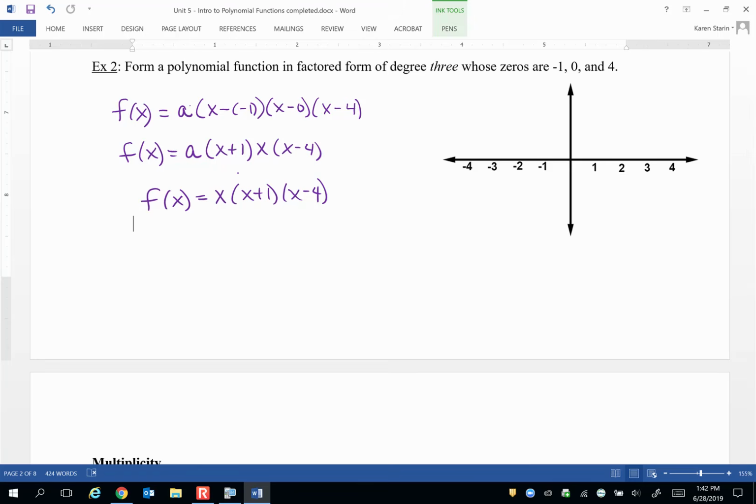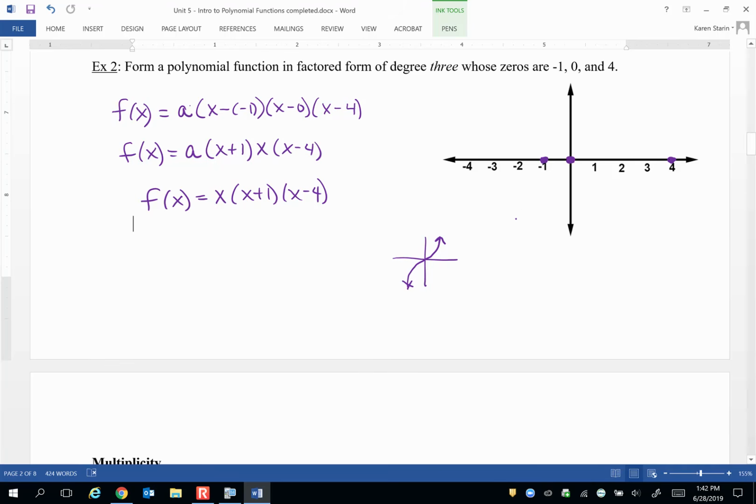But now, let's sketch this graph. I know I have a 0 at the origin when x equals 0. I have a 0 at -1. And I have a 0 at 4. And I know I don't have to lift my pencil if I'm a polynomial function. And if I let a be a positive 1, then remember from our parent functions, a cubic tends to be this snake curve like this.